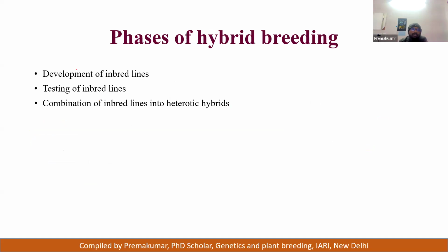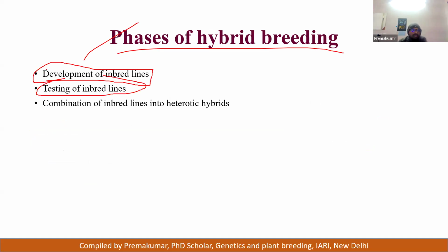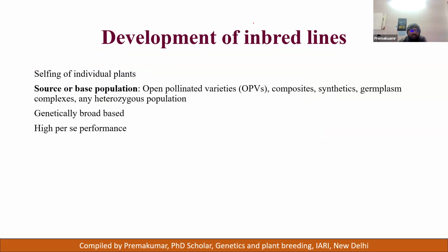Then what are the different phases of hybrid breeding? We already discussed, and we will summarize. First we need to develop inbred lines. Then we have to test the inbred lines. Then we have to make crosses among these tested inbred lines and identify which combination is very good and has maximum heterosis, that is, combinations of inbred lines into heterotic hybrids. These are the three different phases we follow in hybrid breeding. We will discuss one by one.